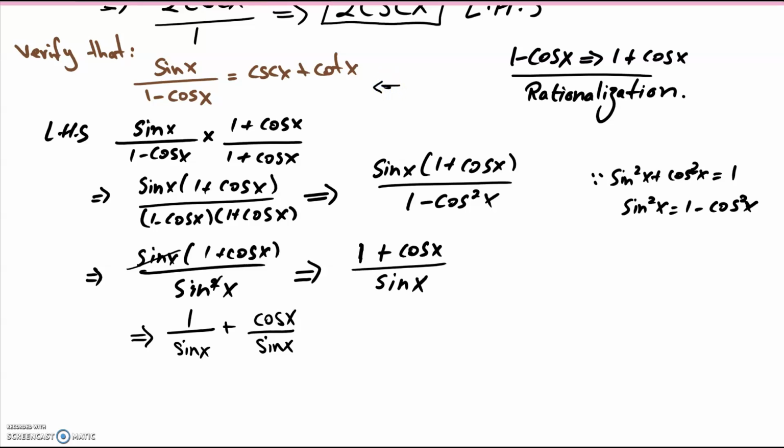So what is 1 over sine x? It's an identity which is equal to cosecant x, plus what is cos x over sine x, that is cot x. You can see that this is the right hand side, and we also verified this identity. So I explained to you 3 different ways to verify these identities, and you are going to follow this one.